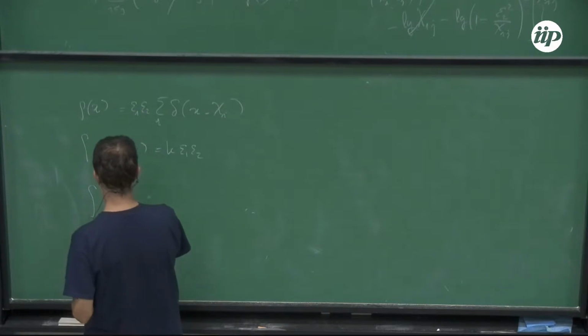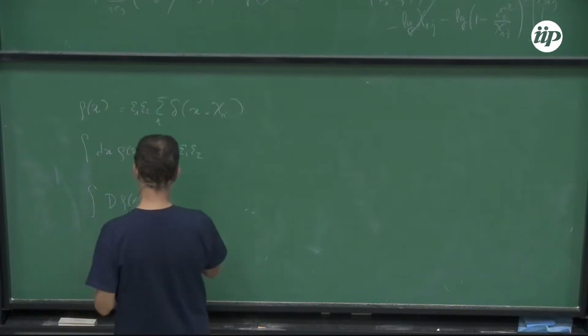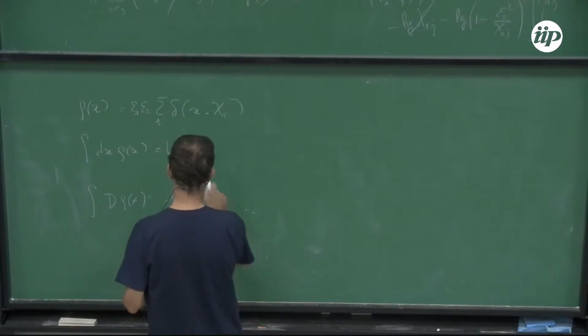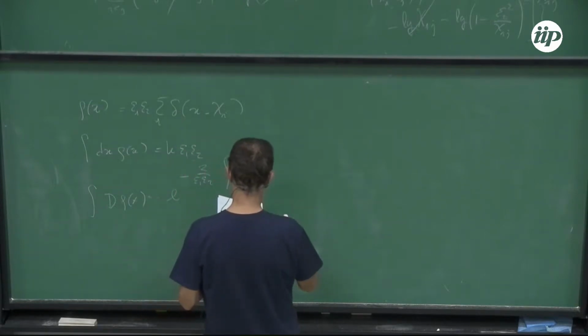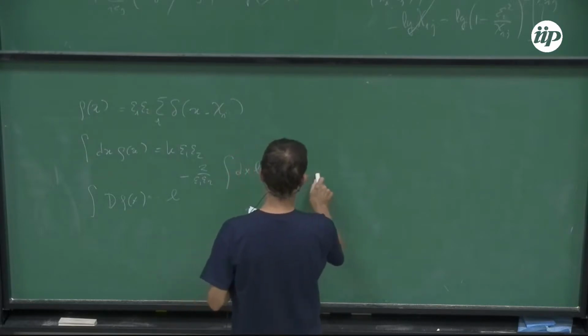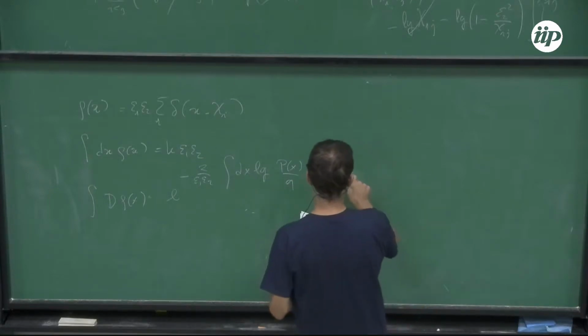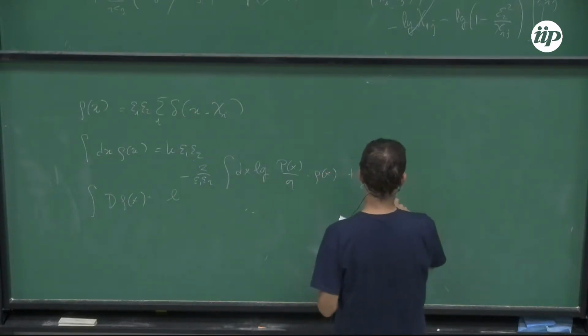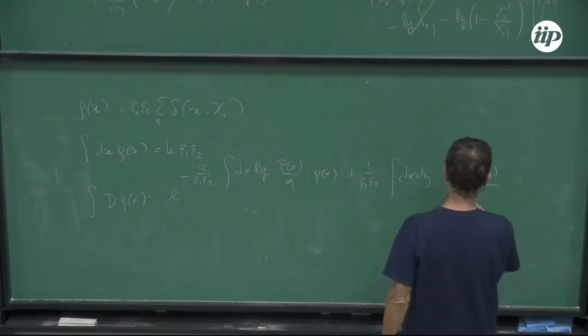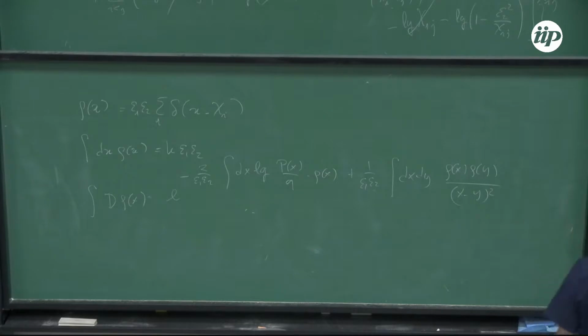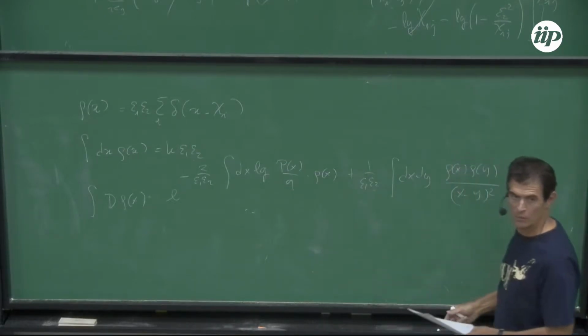This becomes an integral over d rho(x), and then e to the minus twice epsilon 1 epsilon 2, then the integral dx log of p(x) over q times rho(x), plus 1 over epsilon 1 epsilon 2, and this becomes the integral dx dy rho(x) rho(y) (x minus y) squared, okay? So this is just the continuum form of these objects here, okay, in which we have introduced a density of eigenvalues. So now we have to solve this problem. We have to do the saddle point of an integral which looks like this.